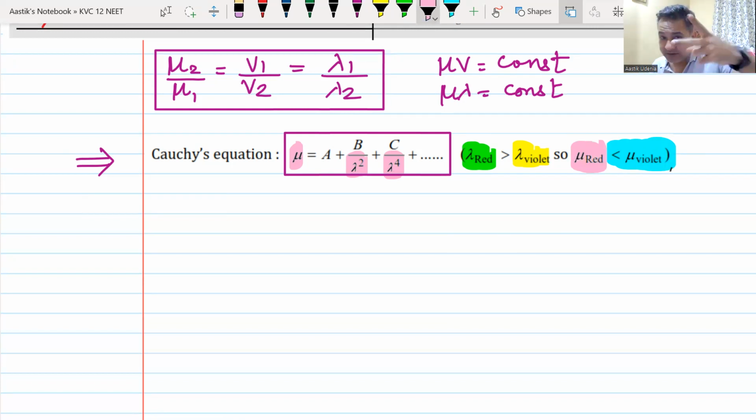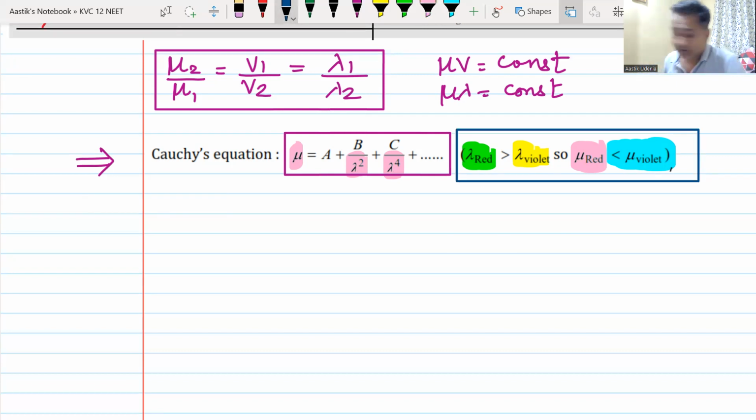So it is inverse. You will have to remember this. Do we understand this? Yes, sir. Cauchy's equation, you don't have to remember. You just have to remember the relation that I have boxed in the blue box. That is what you got to remember. Cauchy's equation is the explanation of why it is happening. You don't have to remember that. Blue box is what is important for you.